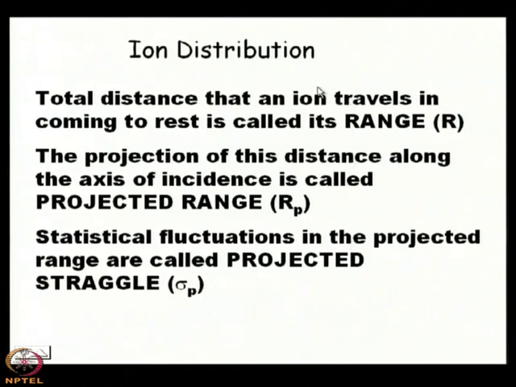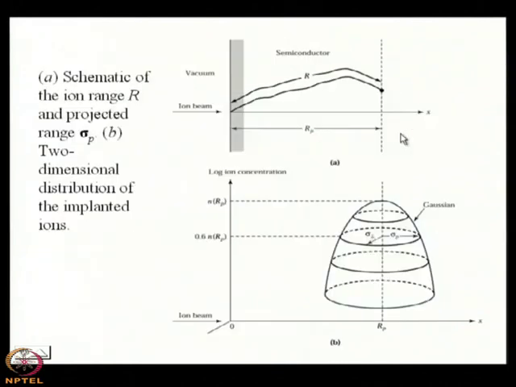Now, some definitions. The total distance that an ion travels in coming to rest is called its range. Total distance is range. So, this is the range. You see that this is the surface, and from the surface to deep inside the material, it is a trajectory inside the material, remember. So, that is the range, this is the ion range.